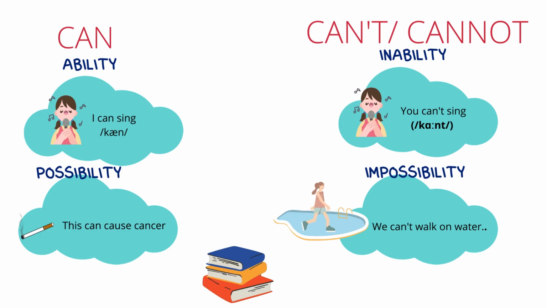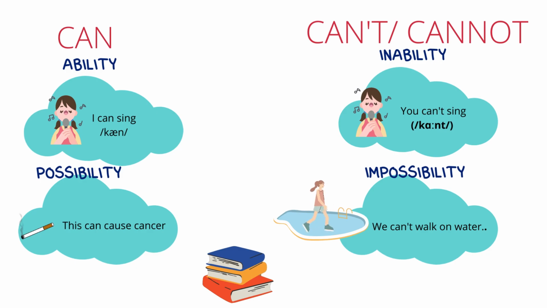Can, for possibility. For example, these can cause cancer. That means cigarettes have the potential to provoke a disease, cancer. Now, let's see can't or cannot. Remember that can't is a contraction of cannot. Can't expresses an inability. For example, you can't sing. That means you're not good at singing.